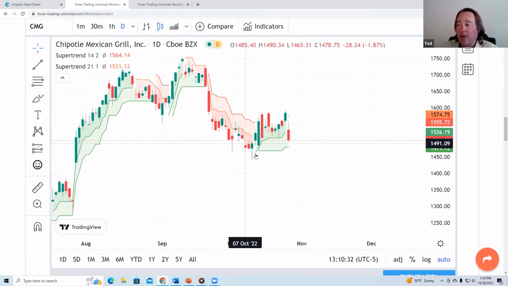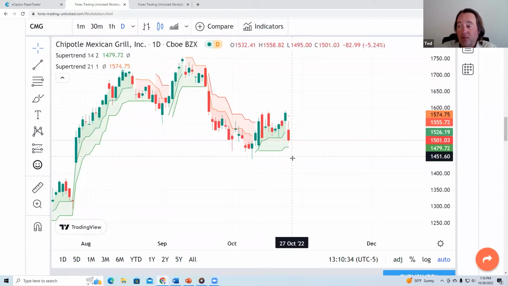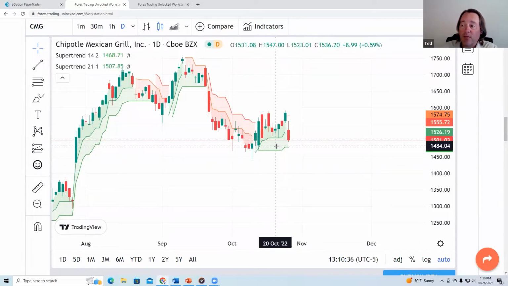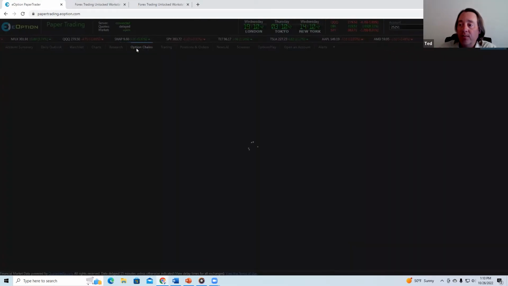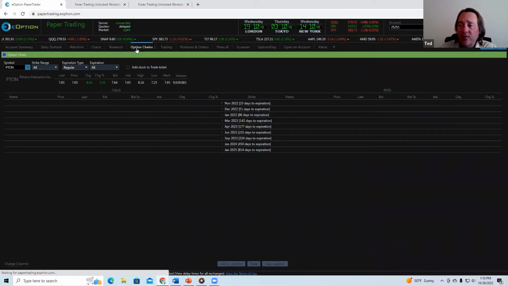Okay, so real quick review: double reds means bearish, double greens is bullish. Right now you can see on a daily basis that we have Chipotle that's kind of bullish. So let's go back to our trading platform here, and let's go to the options chain. This is a great source of information.